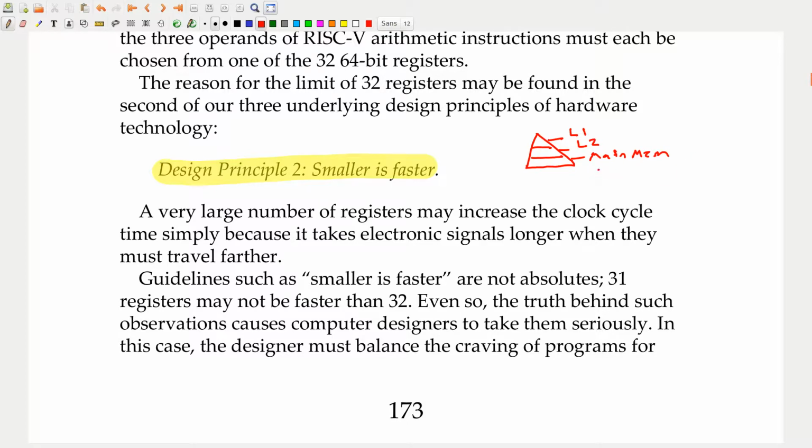So your L1 and L2, a lot of times these will be SRAM. But when you get to main memory, so we'll just call this MM, this is going to be DRAM, because we're concerned about capacity at this point. Even sometimes only the L1 will be SRAM. And so that's what we mean by this idea that smaller is faster.